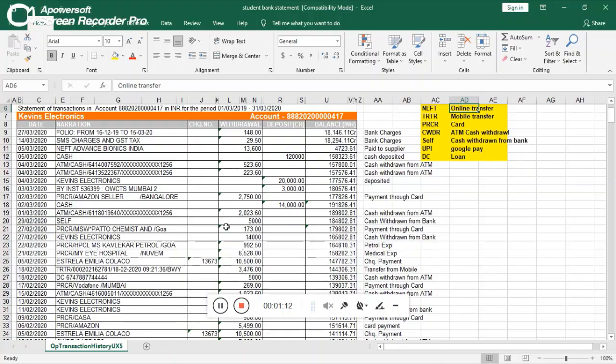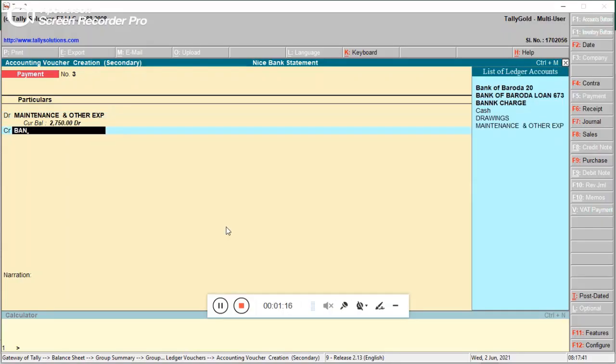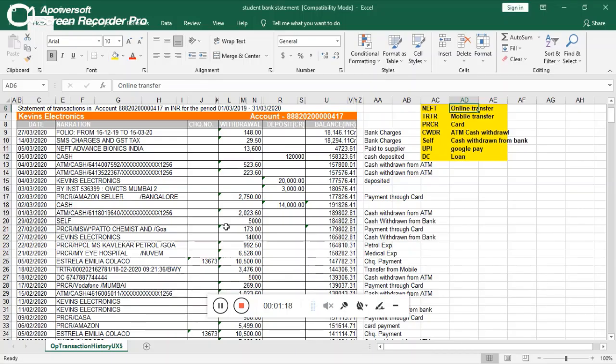So I'll put the amount 2750, and credit will be our Bank of Baroda. So you use your bank account. Okay, so you create any account. If you don't have to check the bills and all, if the entry is not there in the account and the amount is very small, you just create any expense account and put it in that.